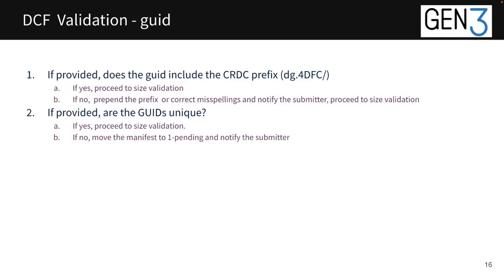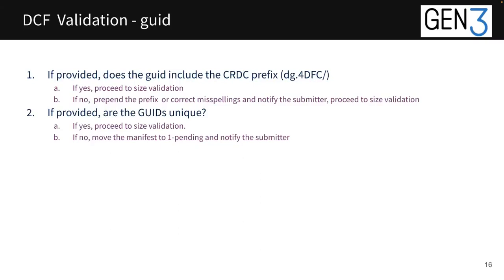So if provided, does the GUID include the CRDC prefix, i.e. DG.4DFC/, capital D, capital F, capital C? If it does, we'll proceed to size validation. If not, we'll prepend the prefix or correct misspellings. So for example, if you specify DG.4DCF, we'll correct it and notify you once we've done that and proceed to size validation.